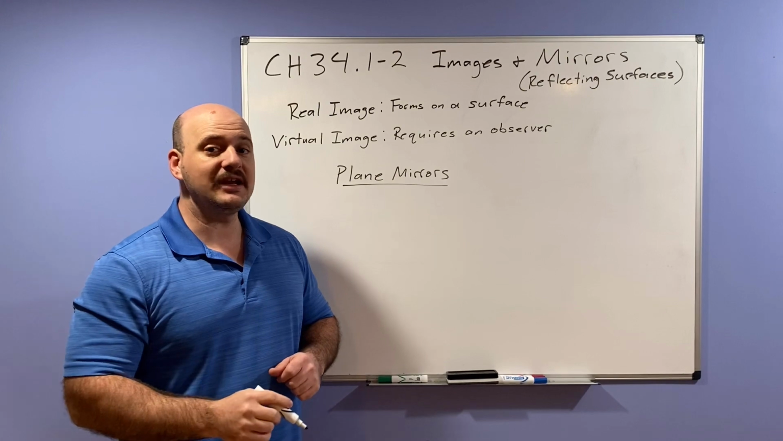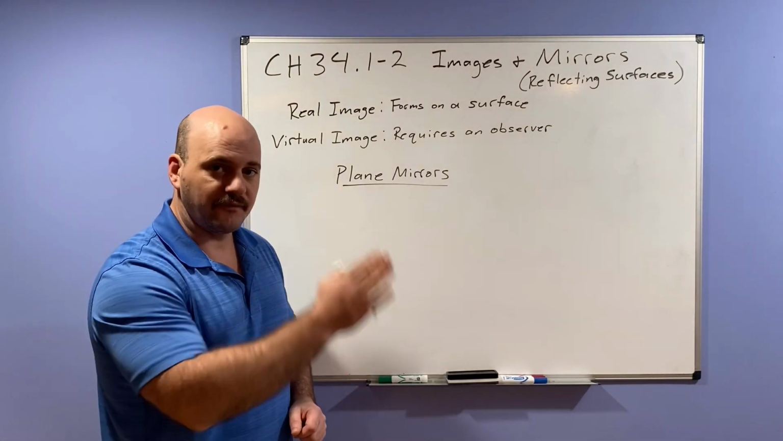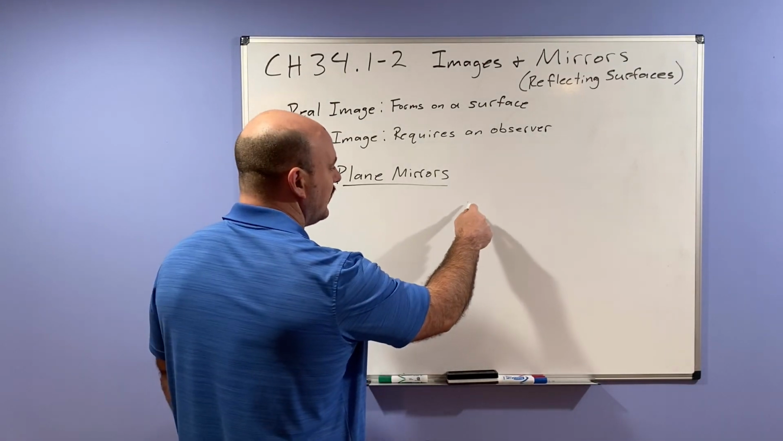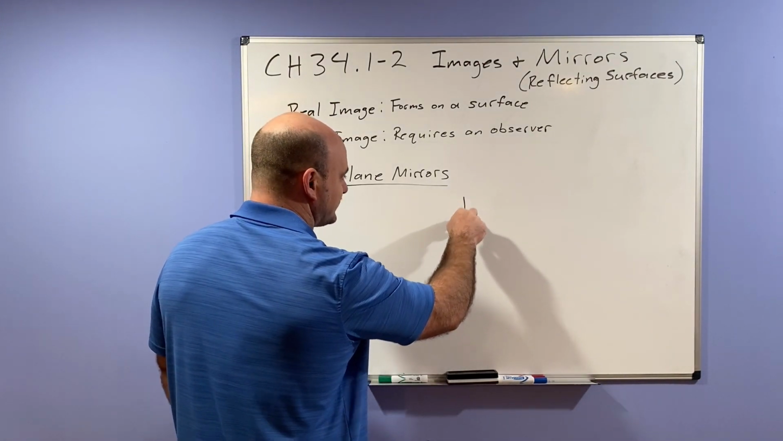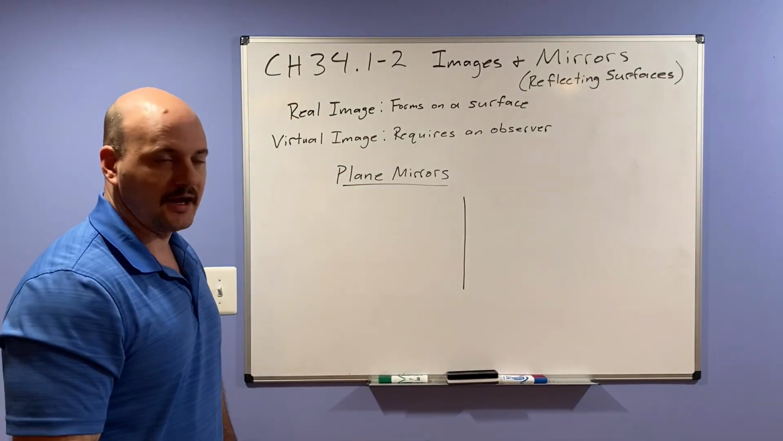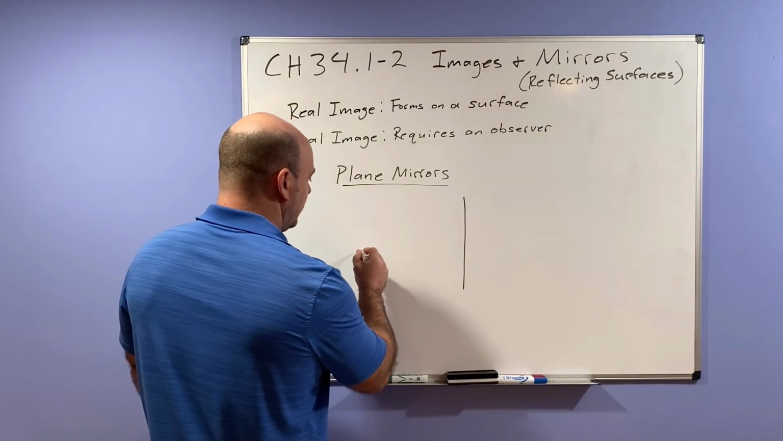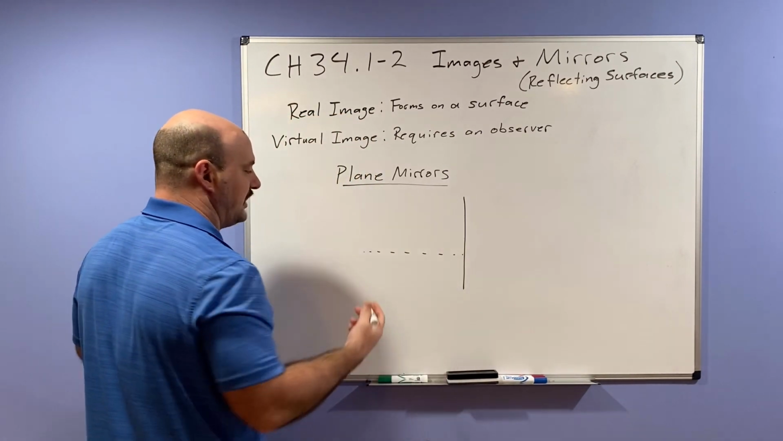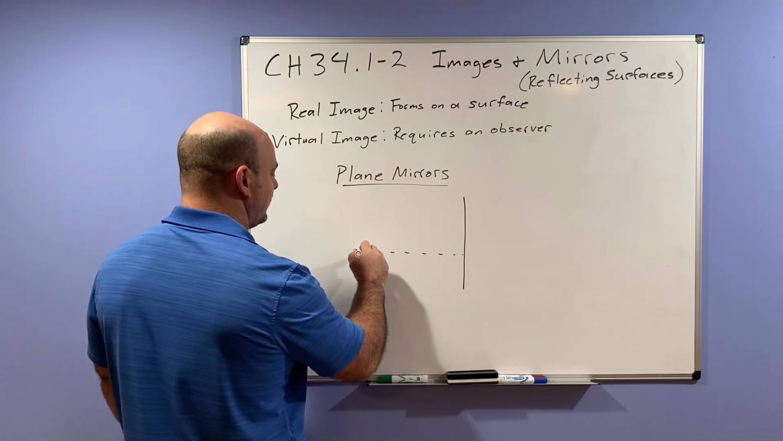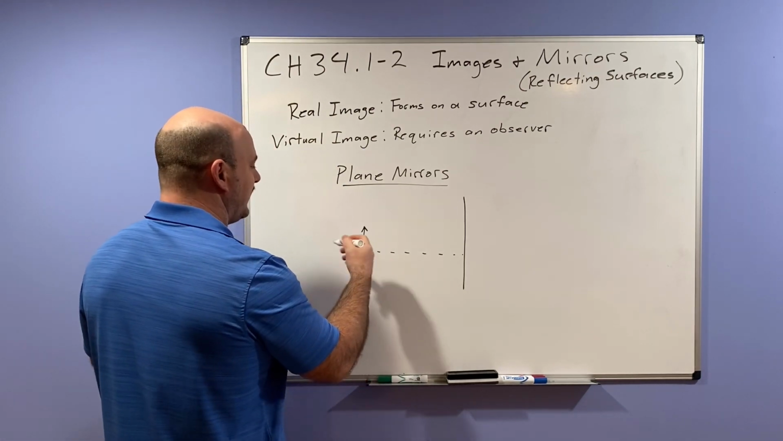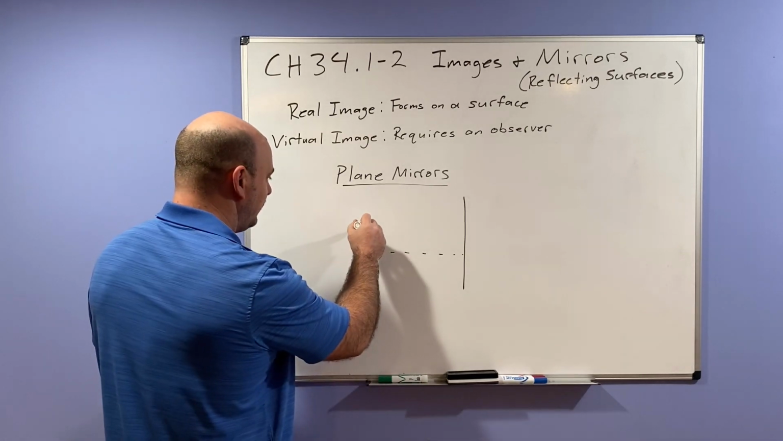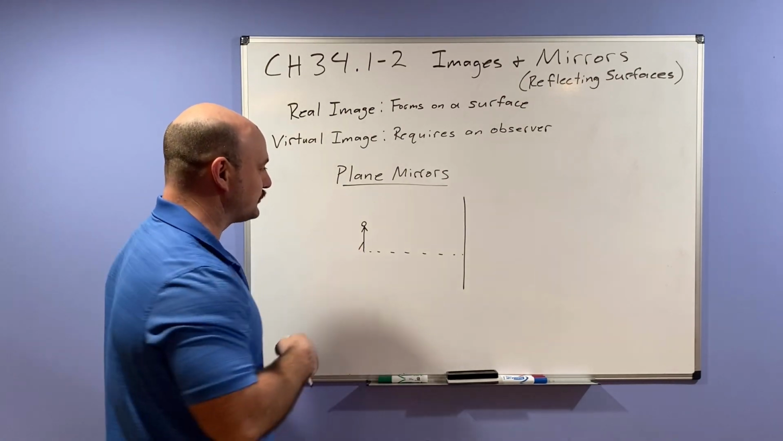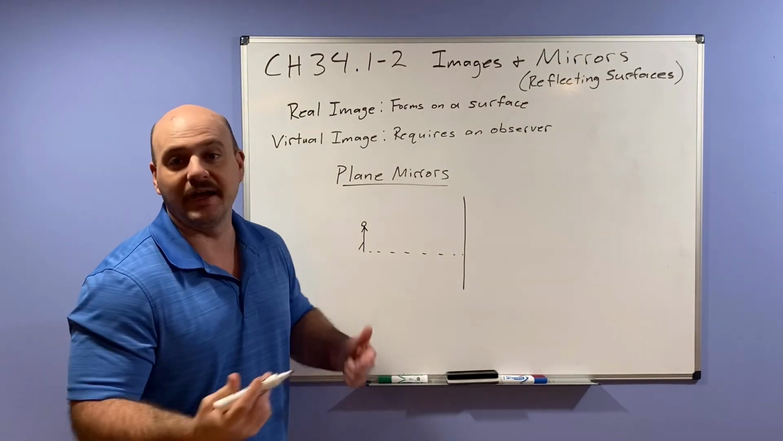For plane mirrors, a plane mirror is just a flat mirror. It's in one plane. This is the kind of mirror that most of us are familiar with. I'm going to draw a side view of the plane mirror just like that. So imagine I'm at some distance in front of the mirror. Here's our object. In your book, it's given as a little arrow. It could be anything. It could be a person, a penguin, whatever it is. We'll make this a person.